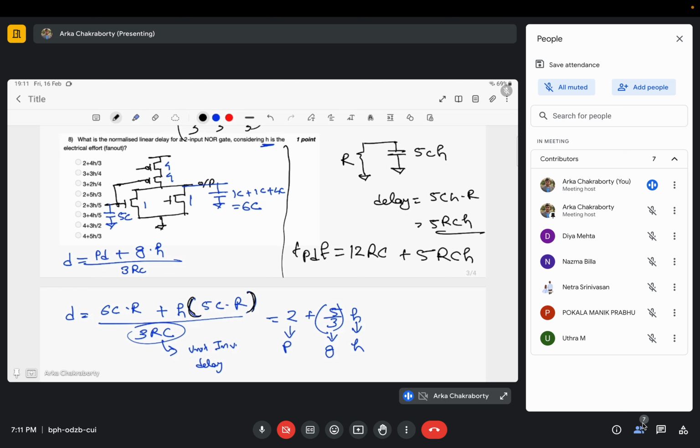Basically what we are doing is, as the capacitance increases, we are increasing the current also. That is, we are driving more current. More current means more amount of energy, right? I squared R. So our circuit is doing almost 5 by 3 times more work than a unit inverter to charge the output to the same voltage level. Okay, I hope it's clear. So the answer will be 2 plus 5 by 3 H. 2 plus 5 by 3 H, this one.